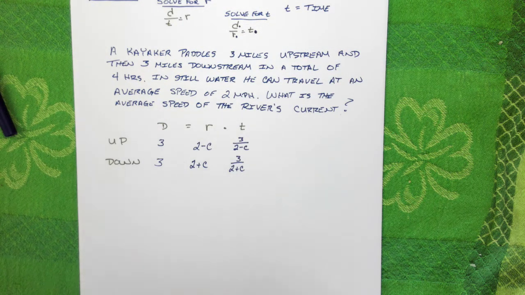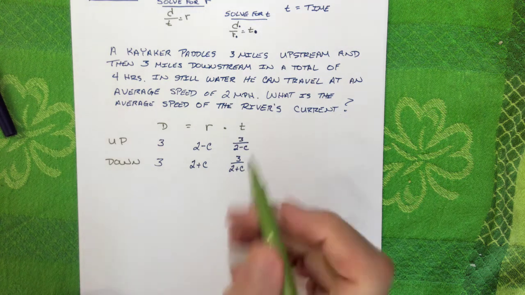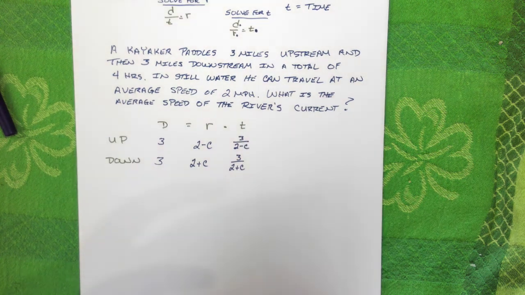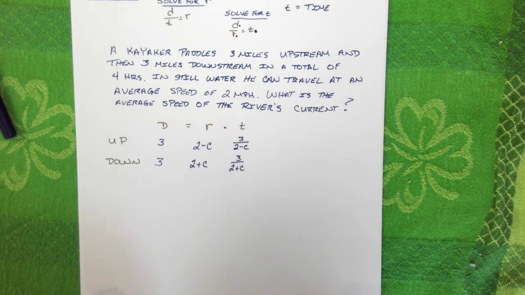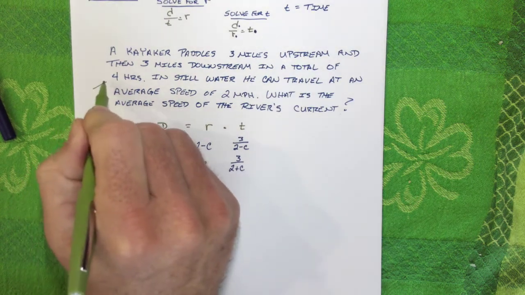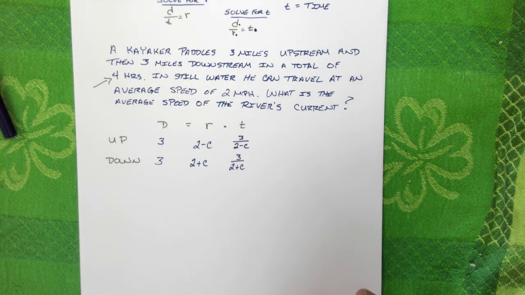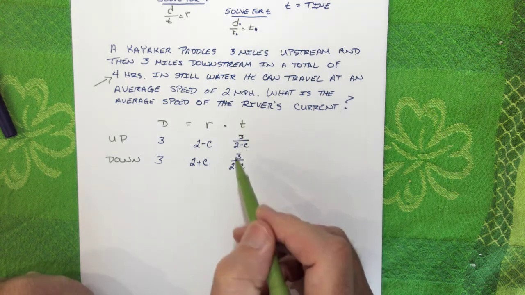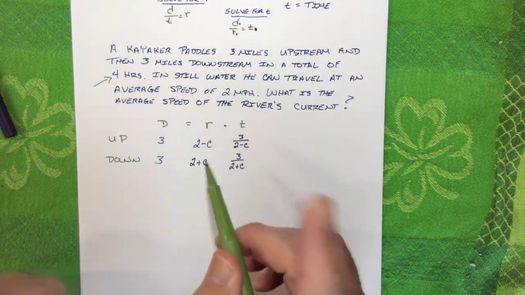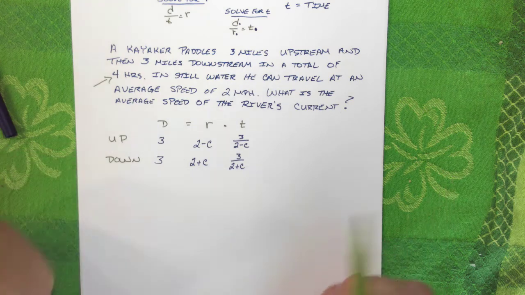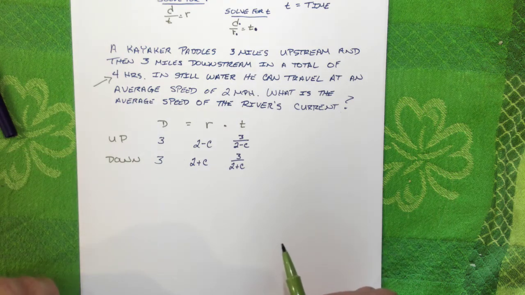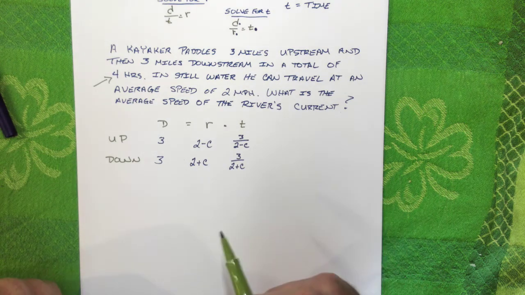So now we look at the problem. Some people are going to say, well, the distance was the same. I'm going to set those things equal to each other. Well, we're forgetting one key ingredient here. We had a total of 4 hours on the river. So don't jump to this conclusion that these are going to be equal to each other. Because if you think about it, if you're paddling upstream, it's going to take you more time to get to a spot than it does to get back.